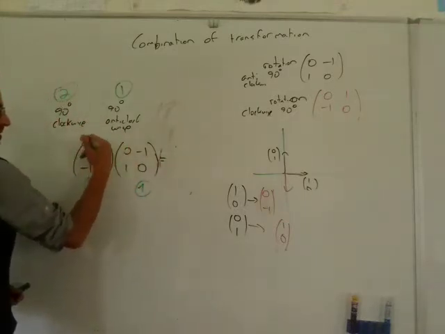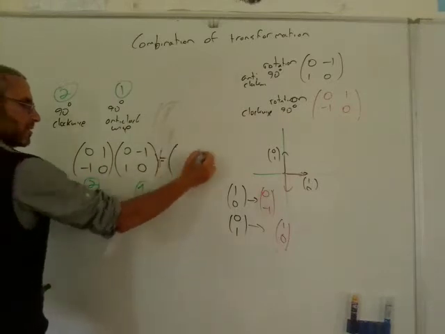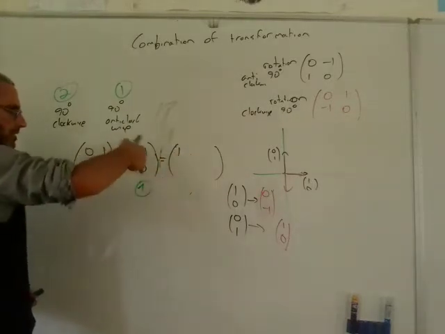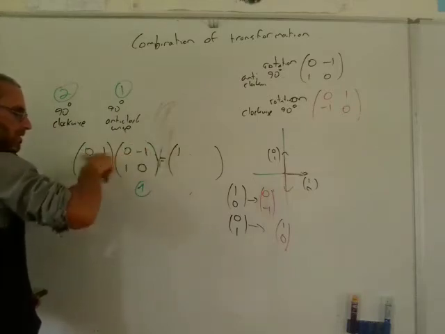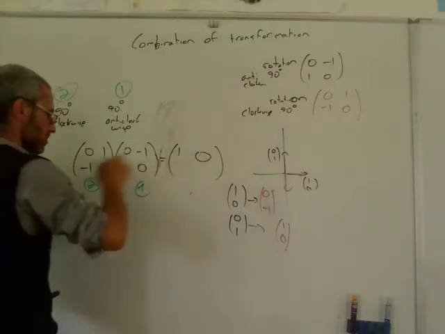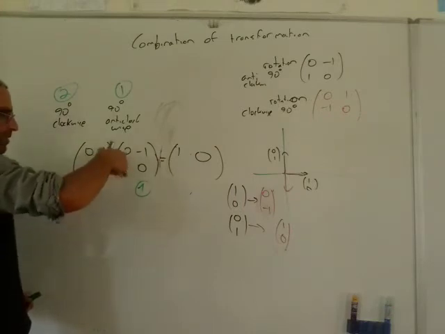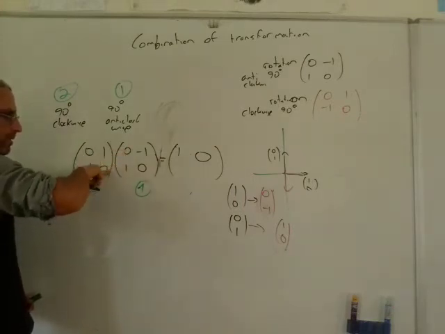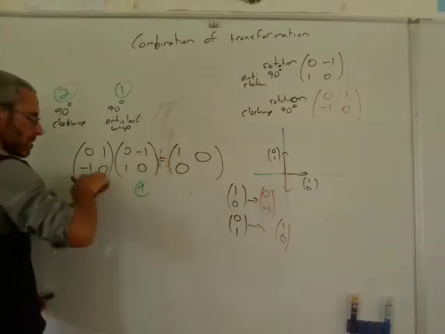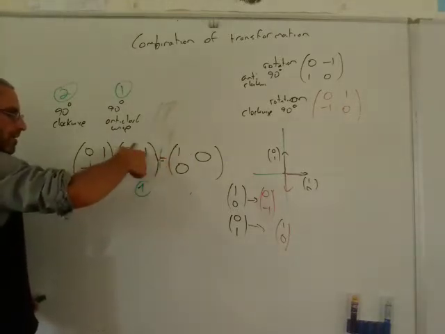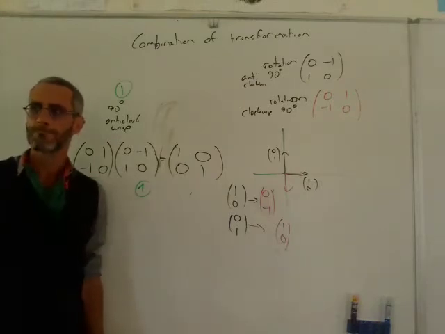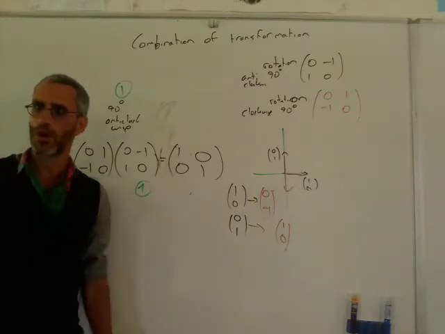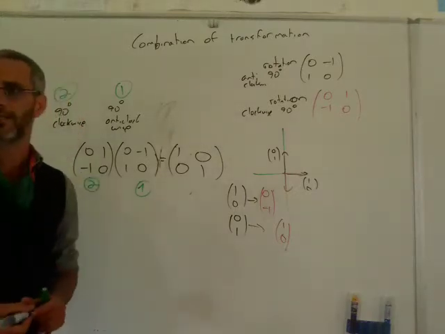Boom, boom. What is that? 0, 1 times 0, 1 is 1. 0, 1 times minus 1, 0, 0, right? 0 times minus 1, 1 times 0 is 0. Minus 1 times 0, 0, 1. Minus 1, 0 times minus 1, 0, 1. And we got the identity matrix. Exactly. So xy will be the main xy, which is what we expected.